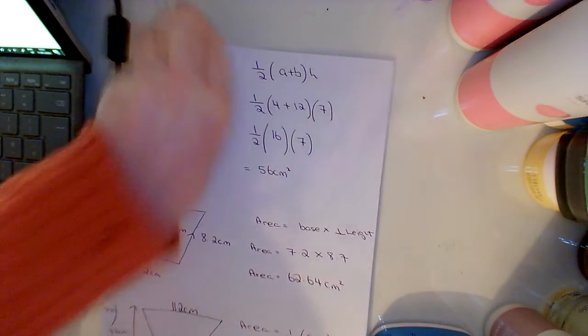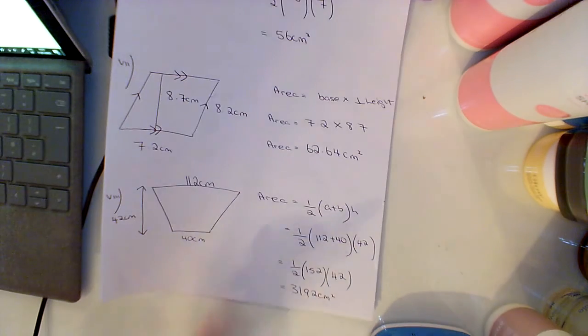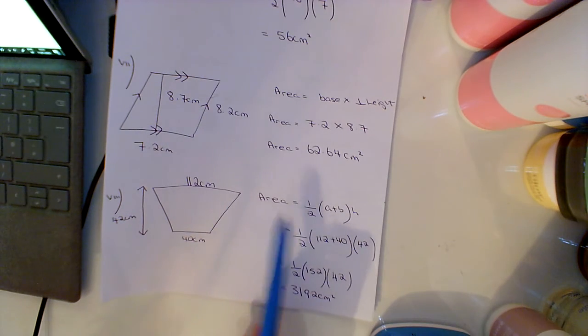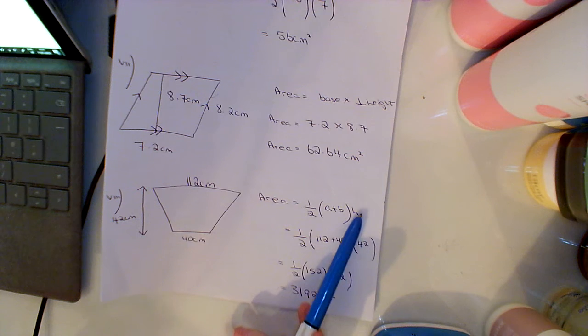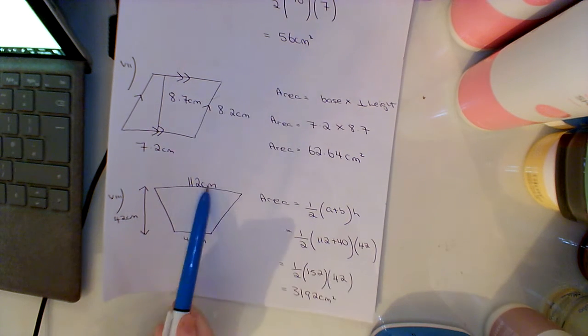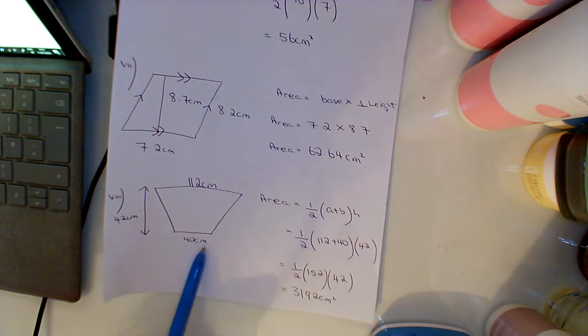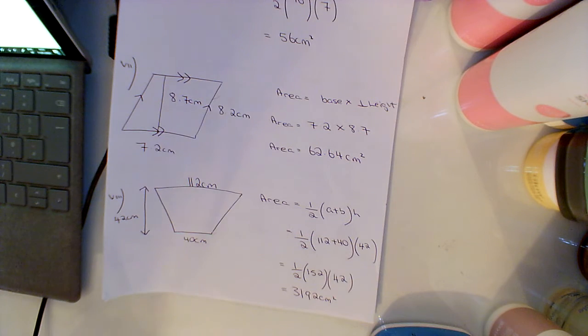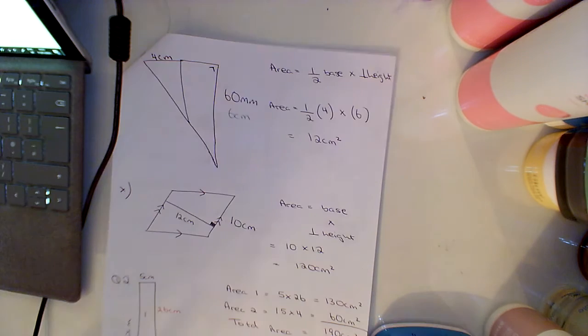For part 6, I have a trapezium. So the formula for the area of a trapezium is half (a plus b) h, so half of 112 centimeters plus my 40 centimeters by my h here, and my answer is 3192 centimeters squared.